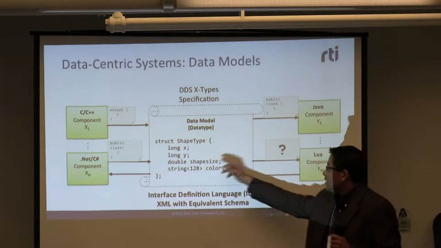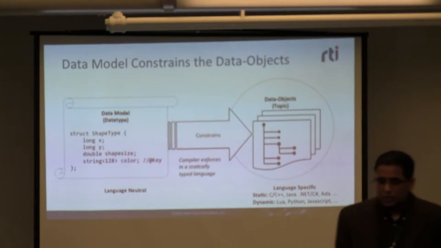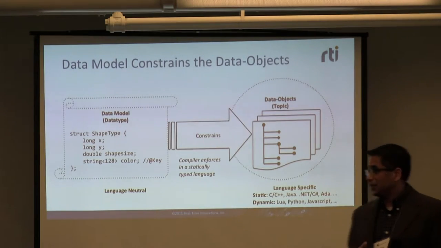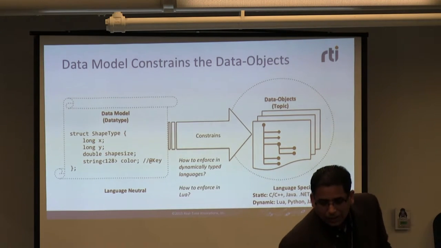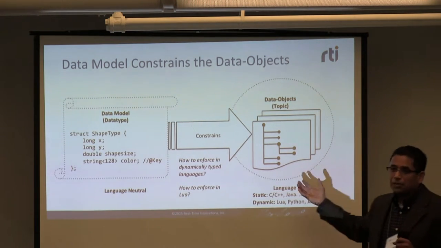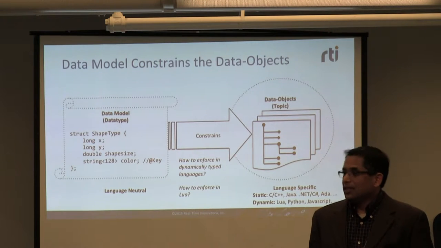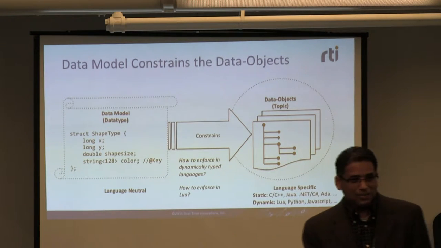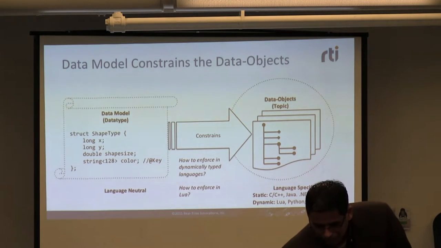But back to the data. How do you work with structured data in that, and what is that mapping? What does the data model really do? It puts a constraint on the space of data objects you can create that adhere to that schema. So it's a constraint. In static languages, that's been enforced by a compiler. But in the case of Lua, or dynamic languages in general, how do you enforce it? This is the problem with dynamic languages, but in the case of Lua, that's the focus here. Lua has something really nice, of course you know, metatables and all of that. So this whole framework is built using a lot of metaprogramming on the Lua tables.